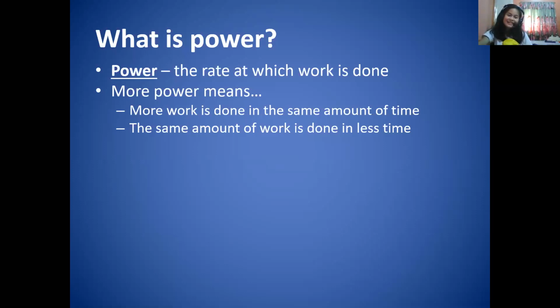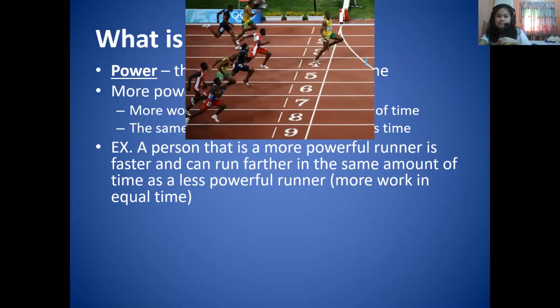Okay, the answer is Micah. Micah is more powerful than Shania. Why is that so? If you look at the rate of work class, this is the formula, huh? A person that is more powerful is faster than that of the less powerful.